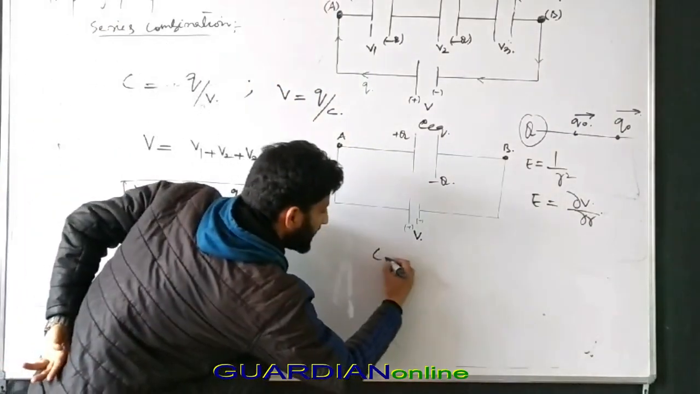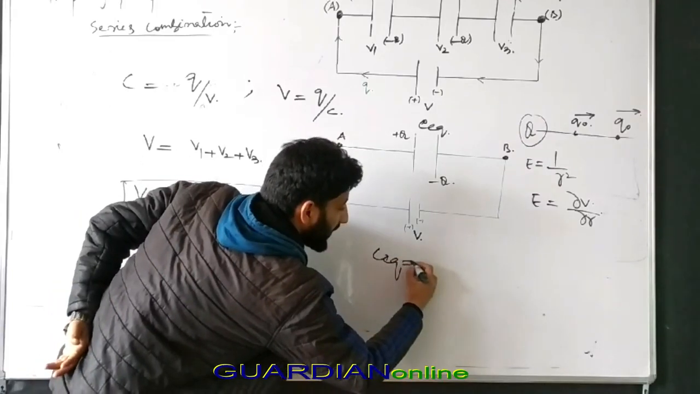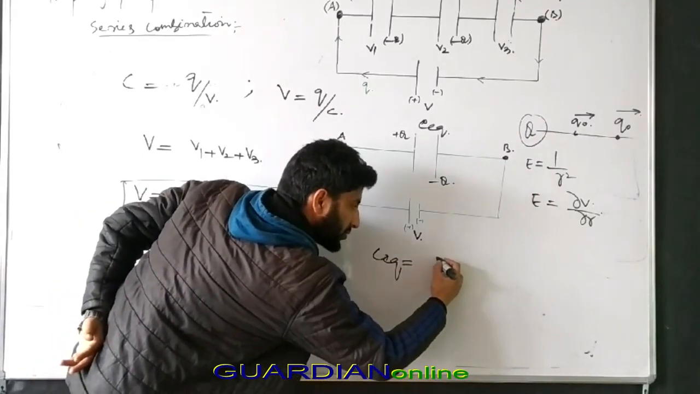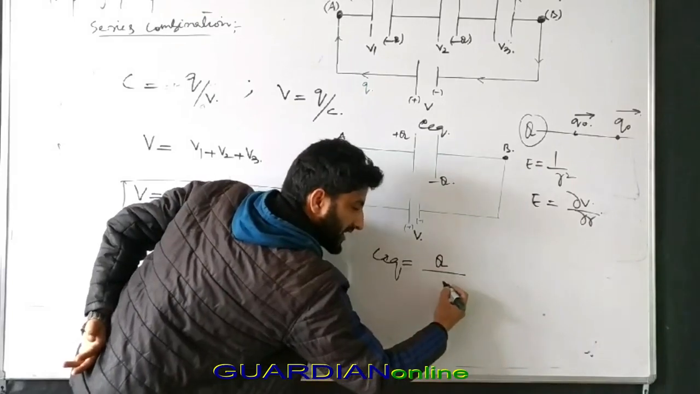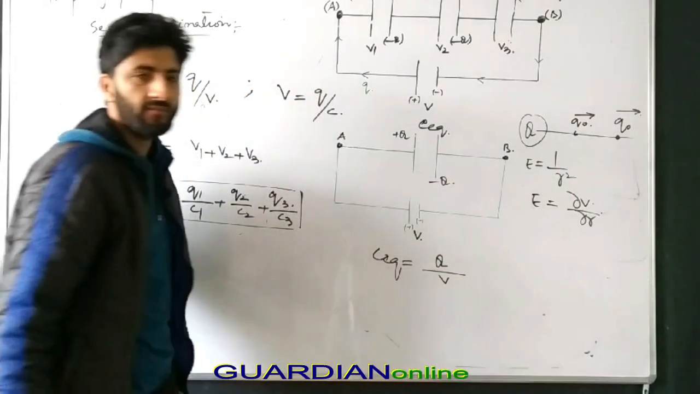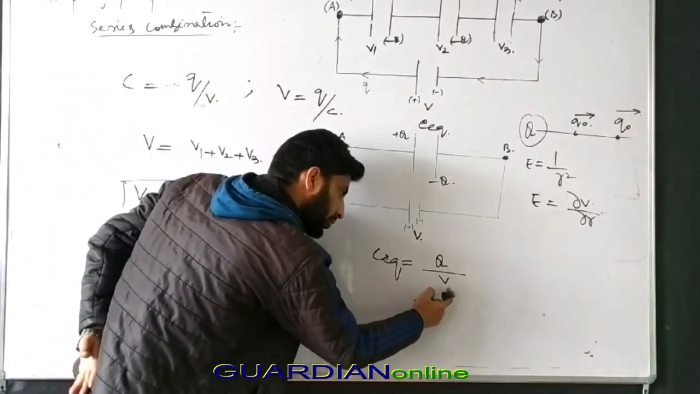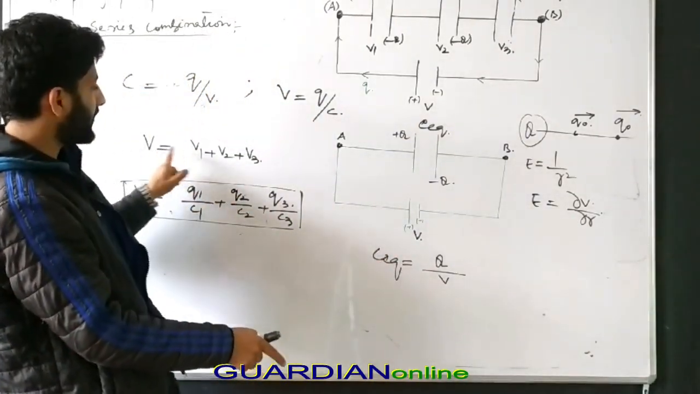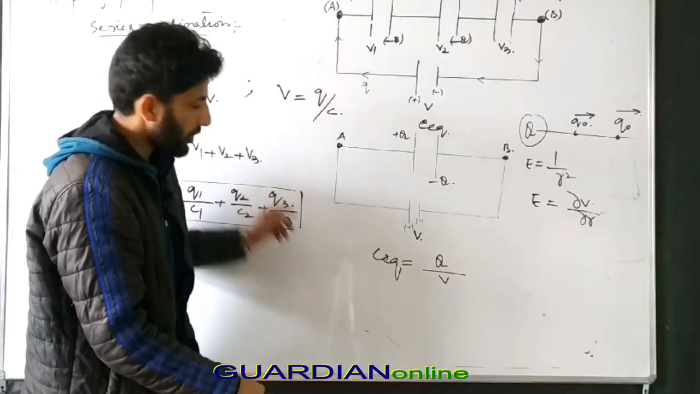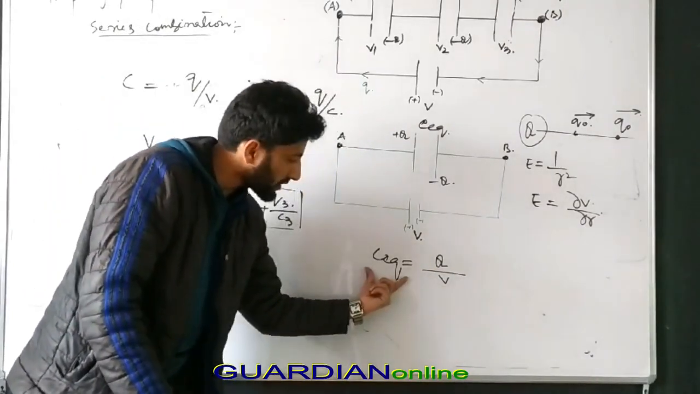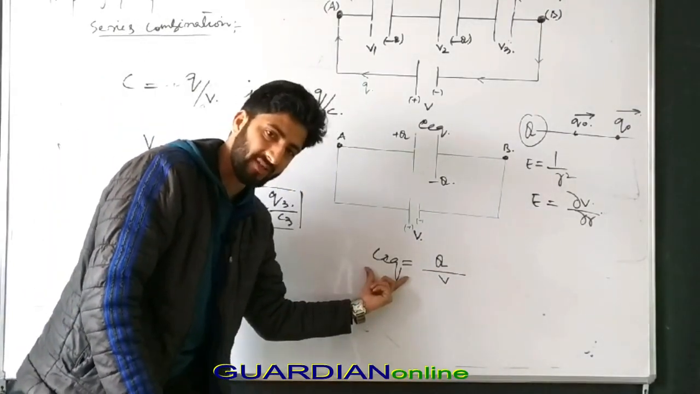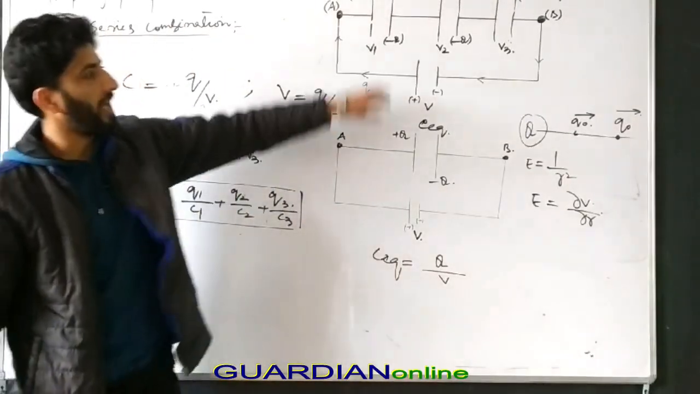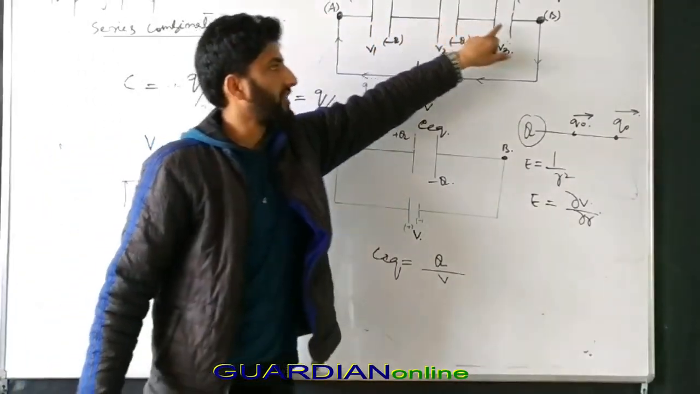Now, for C equivalent, the charge Q divided by the potential difference is V, but this V is the total V. In the individual case, V equals V1 plus V2 plus V3. So we get total V and the total, or equivalent, capacitance. The other thing here is capacitor 1, capacitor 2, capacitor 3.